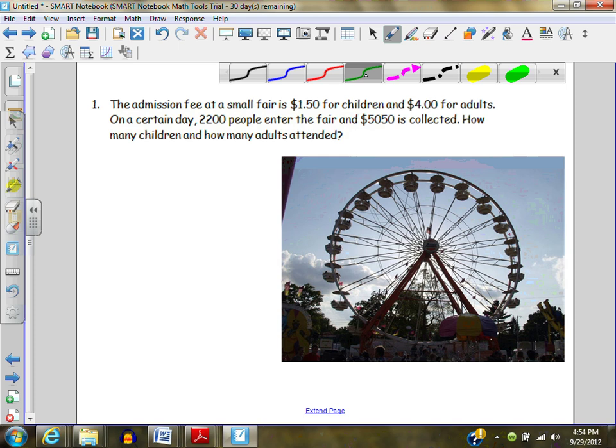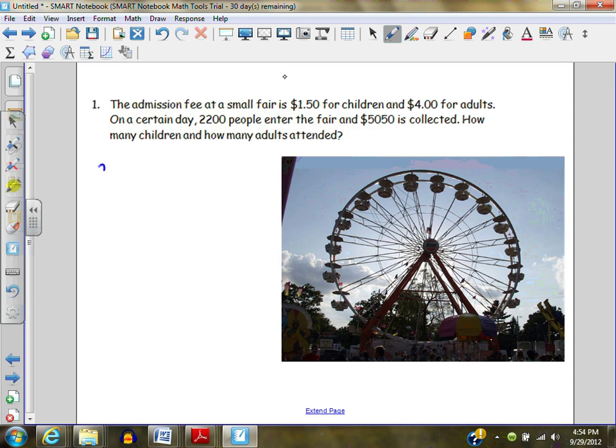Good for you if you did freeze it. Shame on you if you did not. Here's how I would solve this. I would say A is equal to the number of adults. This is called defining my variables. And C is equal to the number of students or children. Now, I know that on this given day, the number of adults plus the number of children came to 2,200.